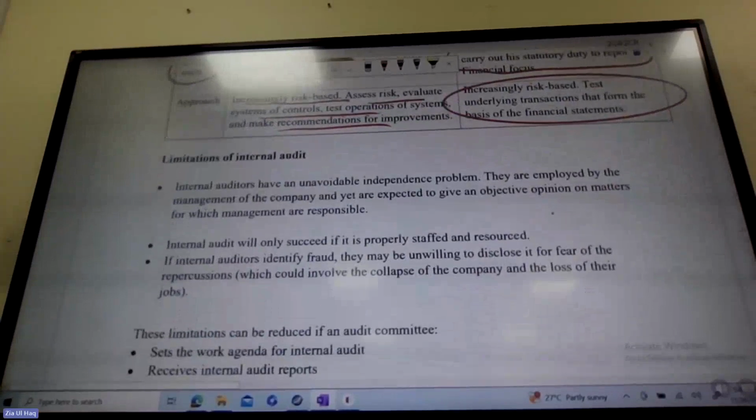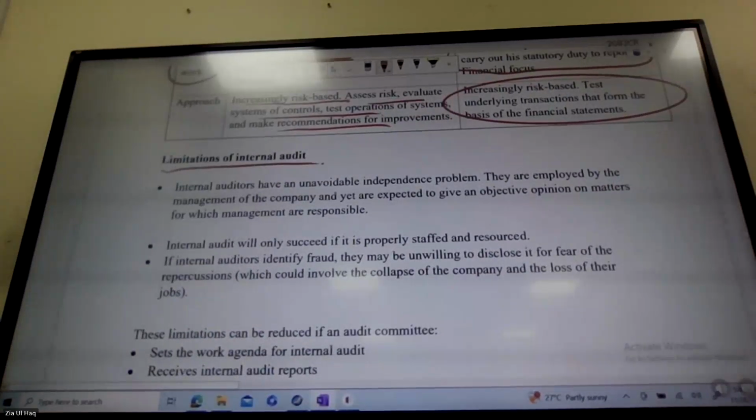There are some limitations of internal auditor. What are the limitations? He is working under management. So sometimes he cannot highlight the weaknesses where management is involved himself. Meaning he cannot work independently, independently meaning without any pressure, because he is appointed by management. So sometimes he fails to highlight weaknesses relating to management. His independence is a problem.